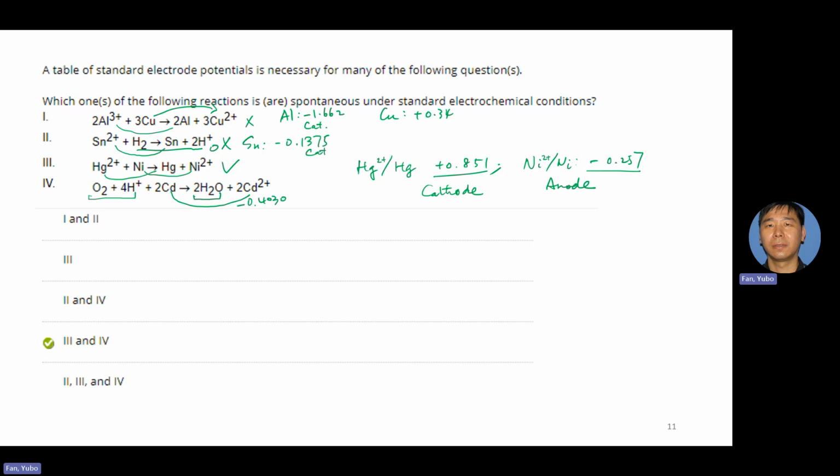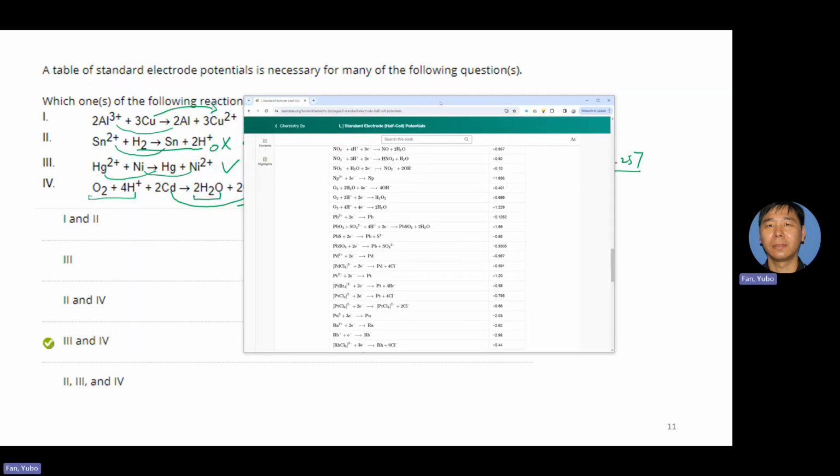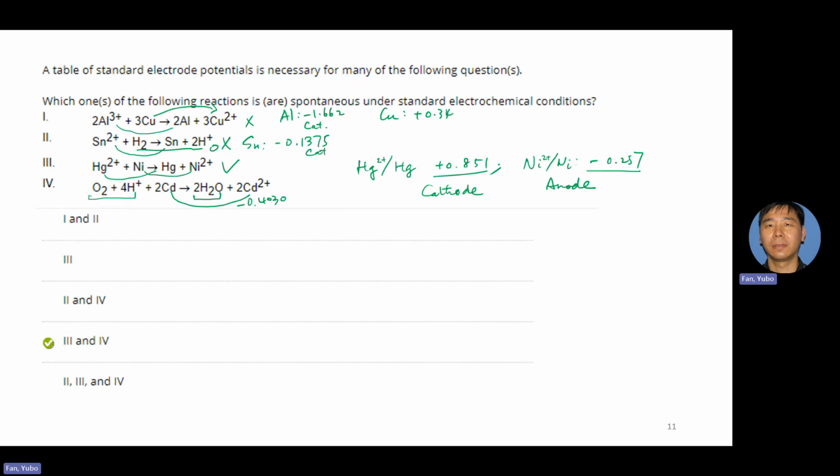Let's find it in the table. We need to find oxygen. So oxygen plus 4 hydrogen, under acidic condition, plus 4 electrons to form 2 water. The value is positive 1.229. So oxygen is reduced because here it is negative 2, here it is 0. Cadmium is from 0 to plus 2, so it's oxidized. So oxygen is the cathode, right? And cadmium is the anode. So positive value minus negative value, we get a more positive value. So this one also works. That's why you choose this one.